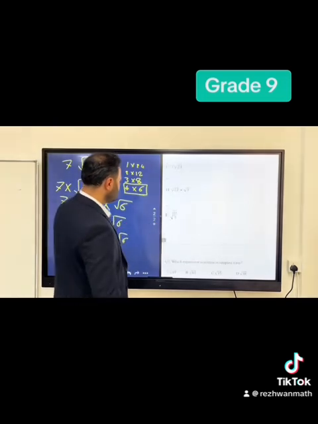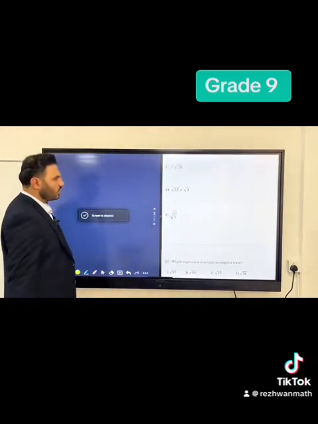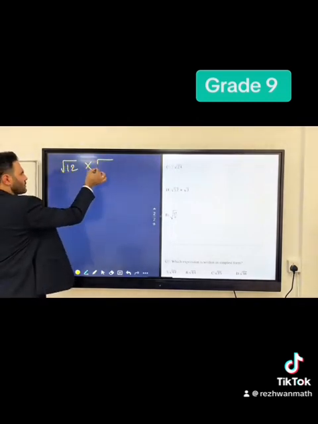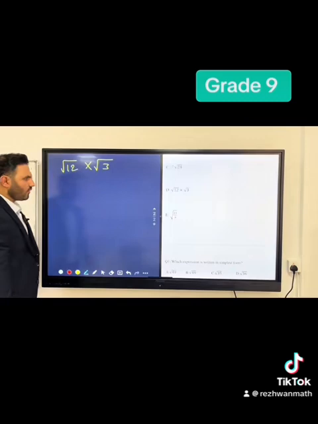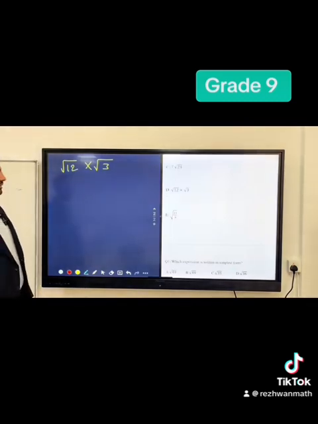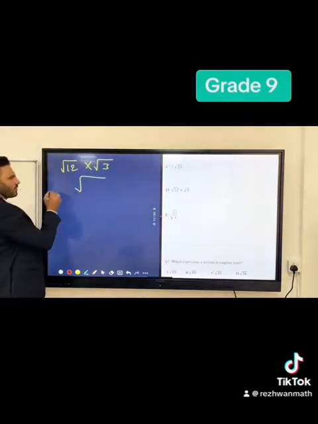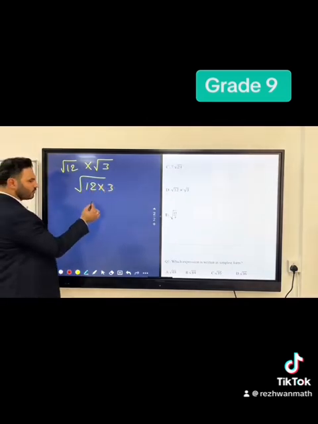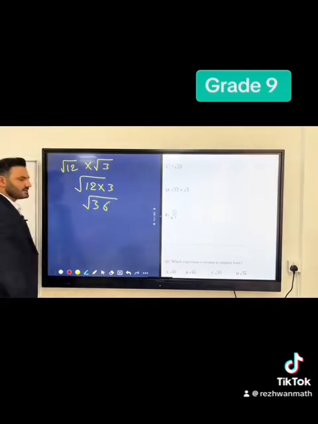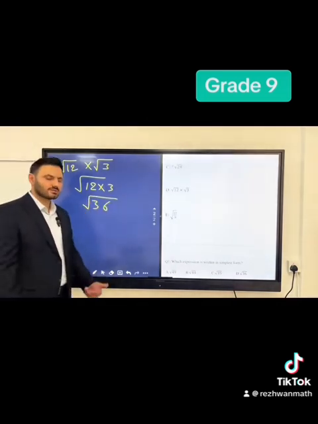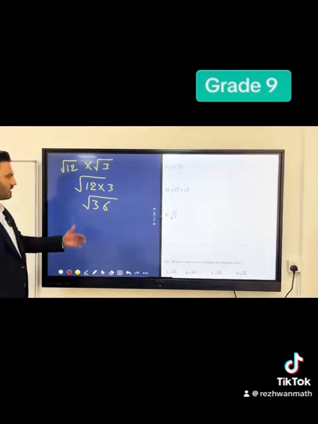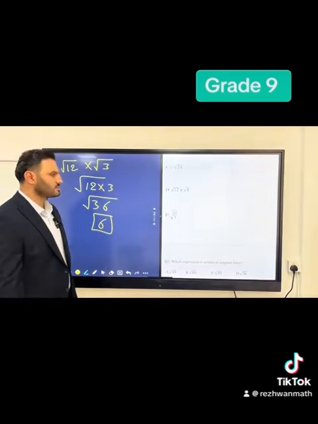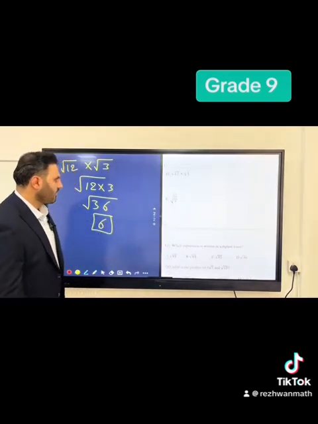Then question D, we have the square root of 12 times the square root of 3. Now we have two different square roots. We need to join them into one square root. So we can write 12 times 3. 12 times 3 we get what? 36. Because 36 is a perfect square, we have the square root of a perfect square. The square root of 36 is 6. Now the simplest form of square root 12 times square root 3 is 6.